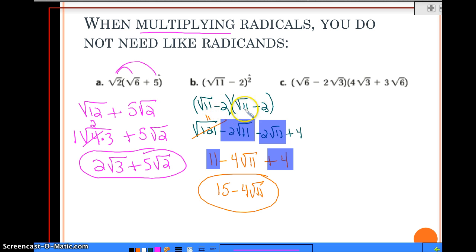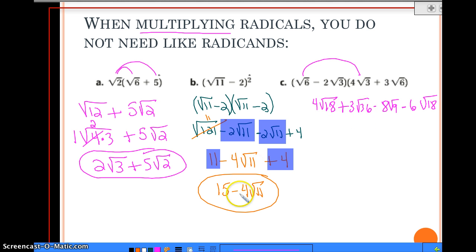Okay, so be careful with this. This is tricky. I've seen that on the state exam quite a bit. This one's going to be a little bit longer. Hopefully I have enough room here. FOIL. First would be 1 root 6 times 4 root 3 would be 4 root 18. Outers would be root 6 times 3 root 6 would be 3 root 36. Inners is negative 8 root 9. Last is negative 6 root 18.